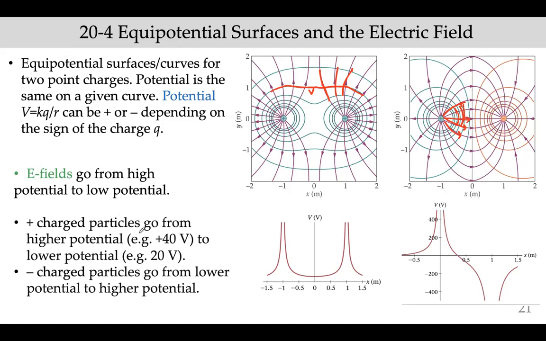And also plus charge particles go from higher potential to lower potential. Higher potential could be, for example, 40 volts. Lower potential here could be 20 volts. So plus charge particles go from high potential to low potential. What it means is if I place a plus charge here, it will go from high potential to low potential. For negative charges, it's the opposite. So if you place a negative charge here, it will go to high potential. So from low to high for a negative charge particle.